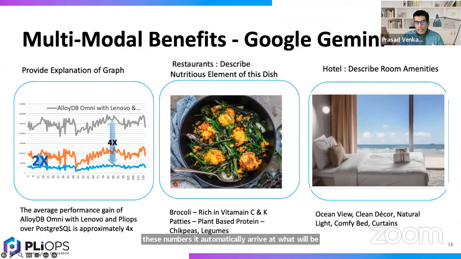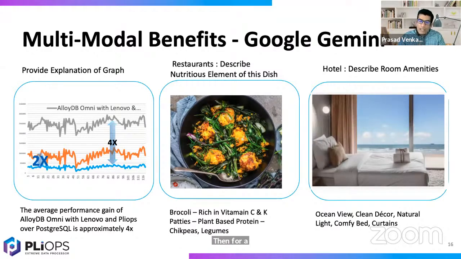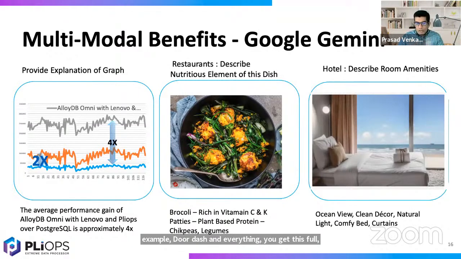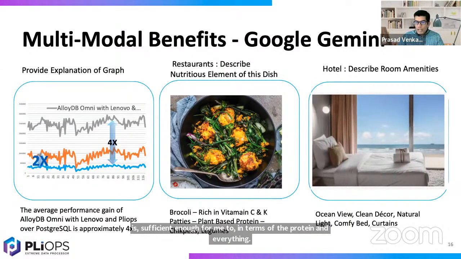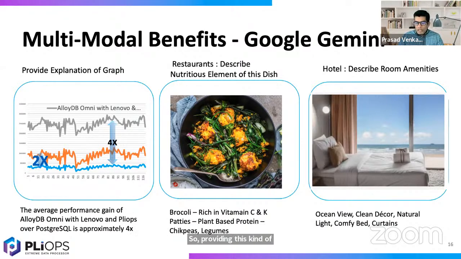Then for a restaurant, for example DoorDash, you get this food, but it doesn't tell me, I'm a vegetarian, whether the food that I'm eating is sufficient for me in terms of the protein and everything. So providing this kind of image to the Gemini model helps me get the contents of this food item and what vitamins and protein are available. So broccoli, patties, chickpeas, and so on.